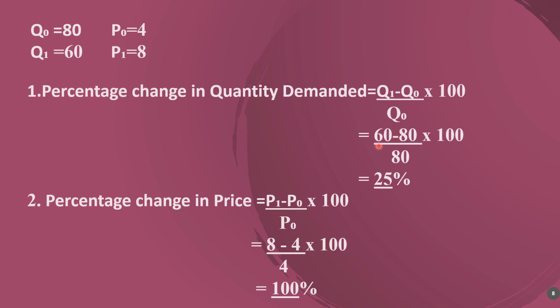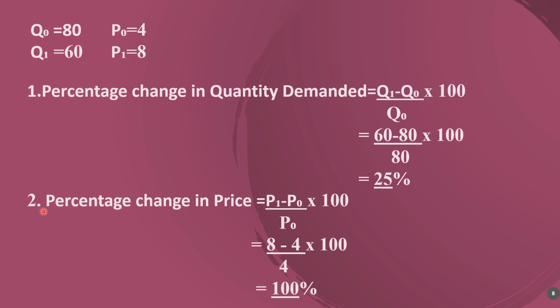Here is the substitution. Q1 is 60 minus 80, which is Q0, divided by 80, which is Q0, multiplied by 100. So you get 20 divided by 80 multiplied by 100. When we cancel out all the zeros and you divide, you will get 25. So 25% is the percentage change in quantity demanded.